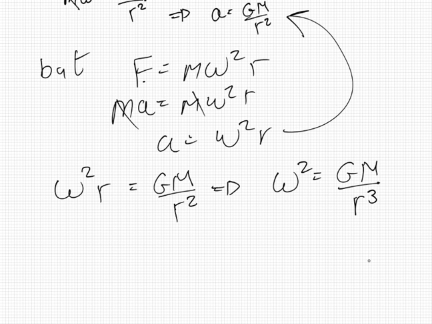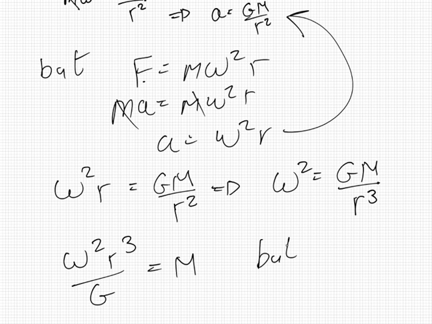Actually, you know what? I think I'll bring the R cubed up to the left. So I have omega squared R cubed divided by G equals M. I just rewrote it. Okay, now I have a formula for omega. What's the formula for omega? Yeah, V over R? No, theta over T. So, I can use that now.